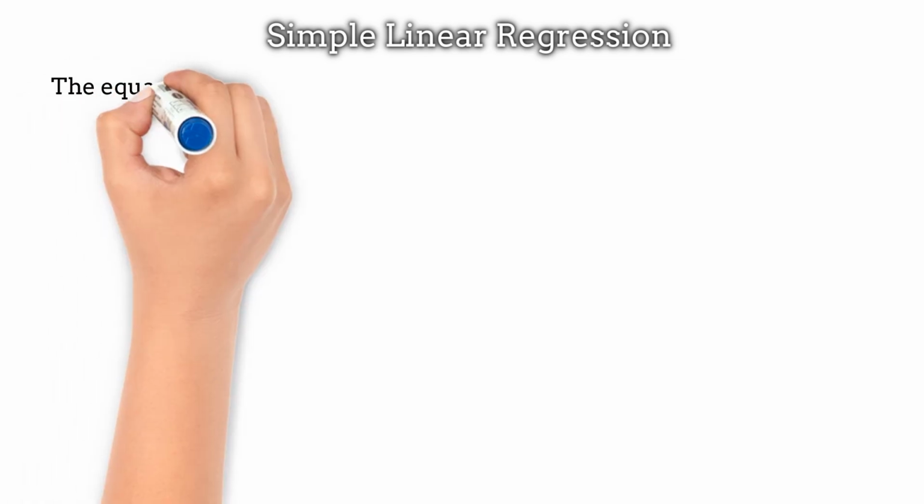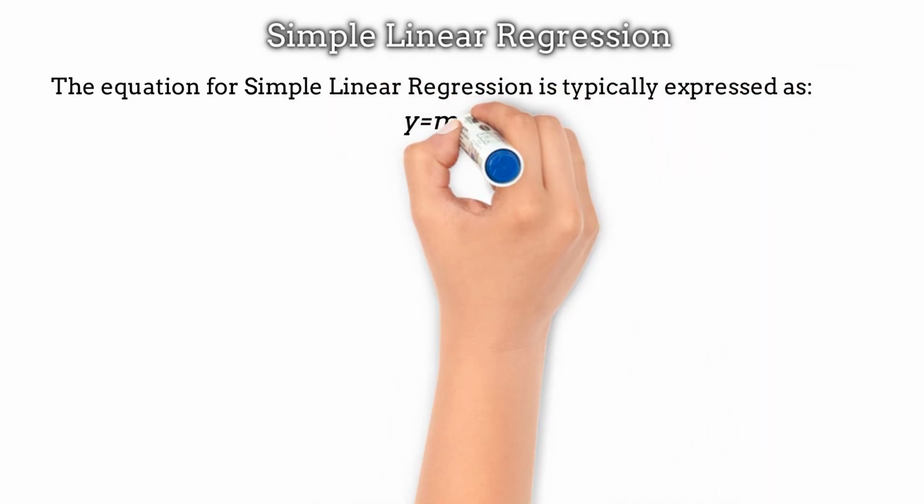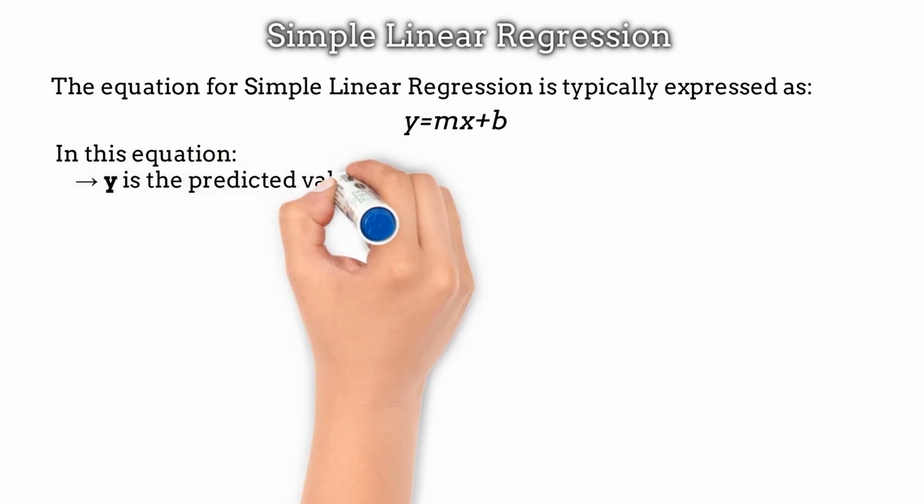The primary goal is to find a linear equation that best describes this relationship, enabling us to make predictions based on new input values. The equation for simple linear regression is typically expressed as y equals mx plus b. In this equation, y is the predicted value, dependent variable.